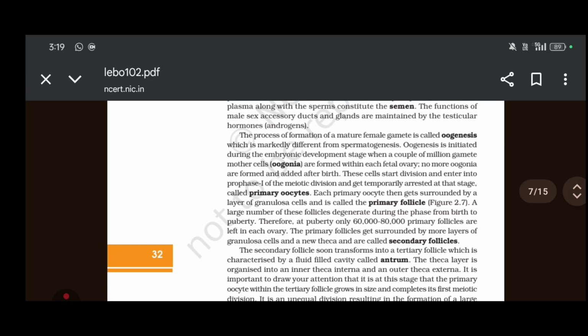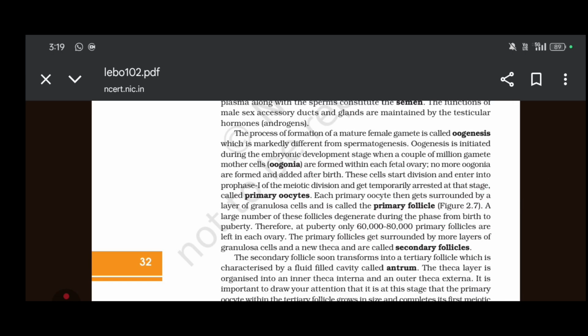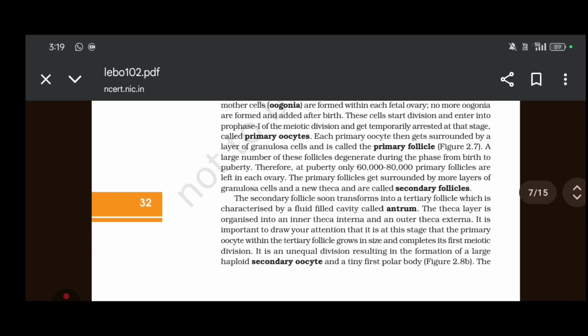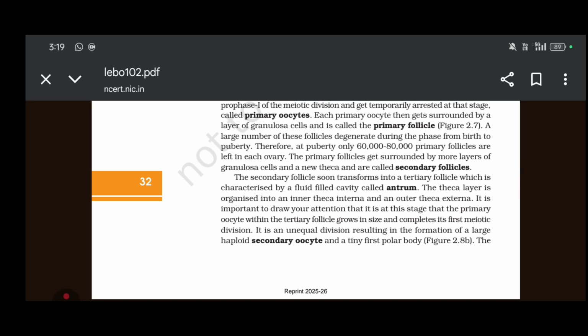The process of formation of the mature female gamete is called oogenesis, which is markedly different from spermatogenesis. Oogenesis is initiated during the embryonic development stage when a couple of million gamete mother cells, oogonia, are formed in each fetal ovary. These cells start division and enter into prophase one of the meiotic division and get temporarily arrested at that stage, called primary oocyte. Each primary oocyte then gets surrounded by a layer of granulosa cells, which is known as primary follicle. A large number of these follicles degenerate during the phase from birth to puberty. Therefore, at puberty, only 60,000 to 80,000 primary follicles are left in each ovary.